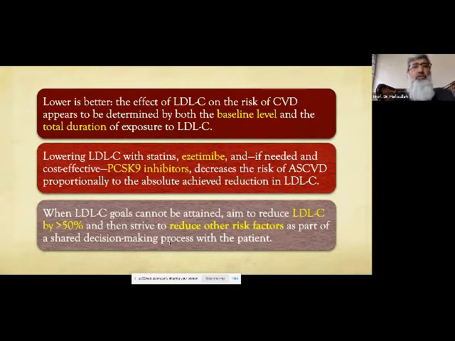And my last two slides: we realize LDL, the lower is better. And when we say LDL lower is better, we look at both the baseline and the total duration of exposure to lower cholesterol. If LDL is not lowered with just statins, think of ezetimibe and PCSK9. And also a very important message that we should take home.